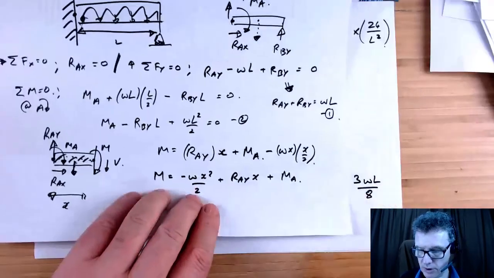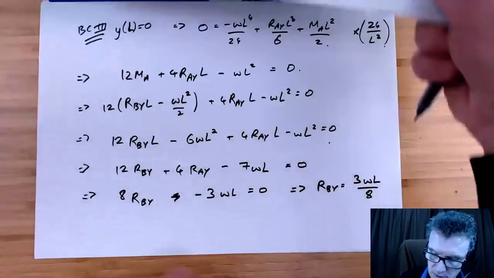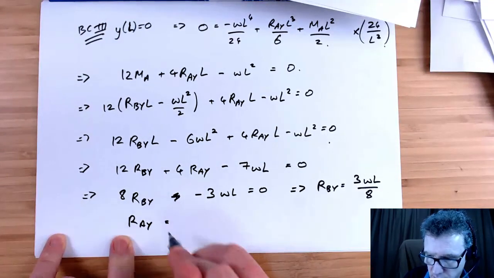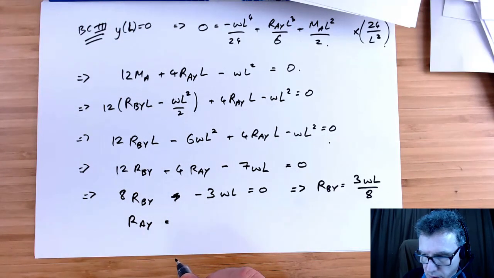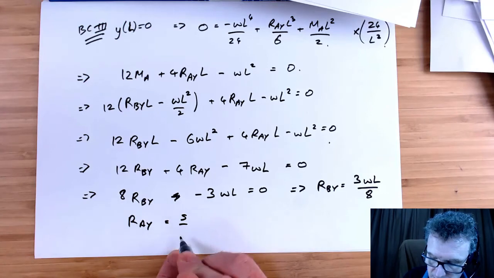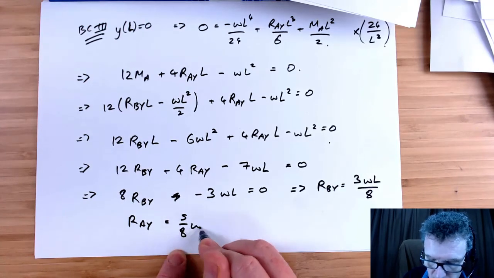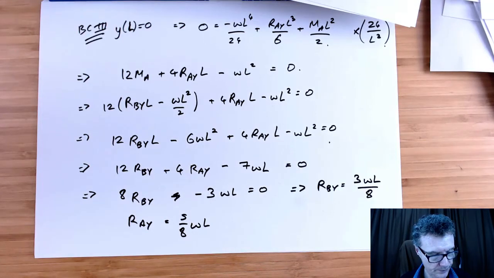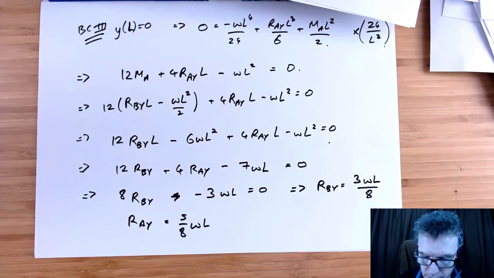Go back to equation 1. RAY equals little w times L, take away 3/8 of it, equals 5/8 little wL. Okay, dokie.